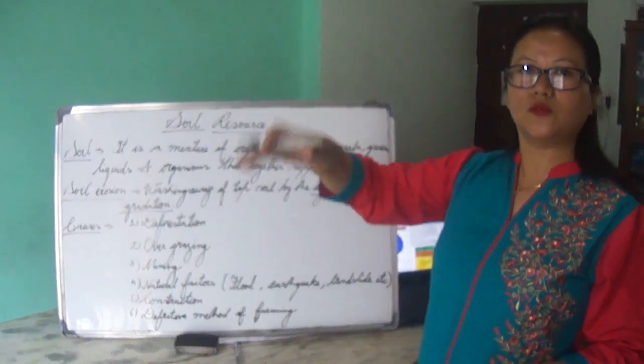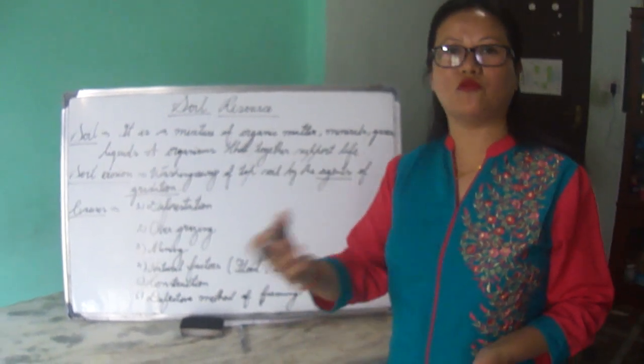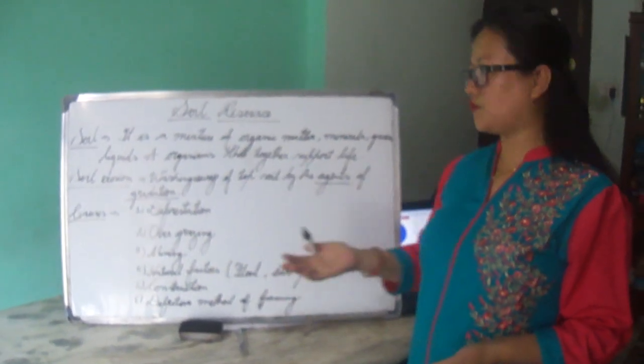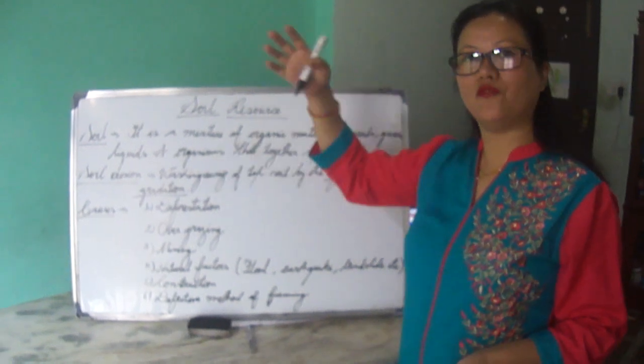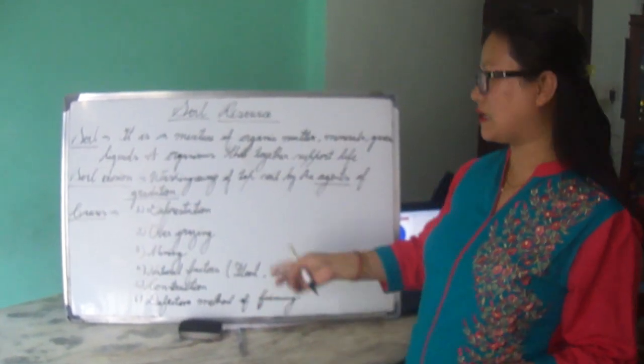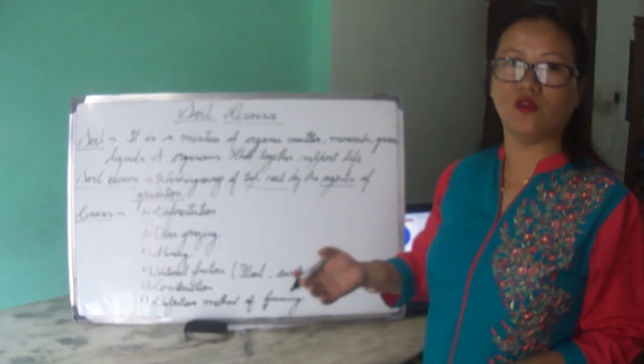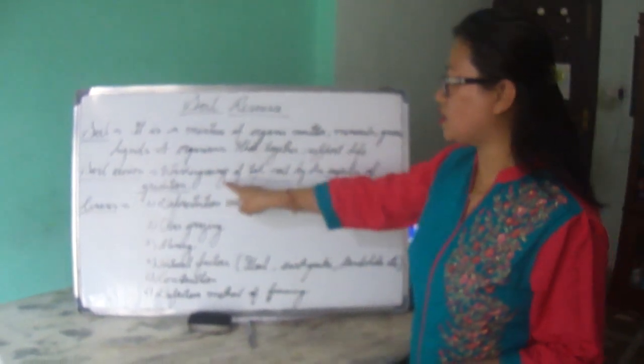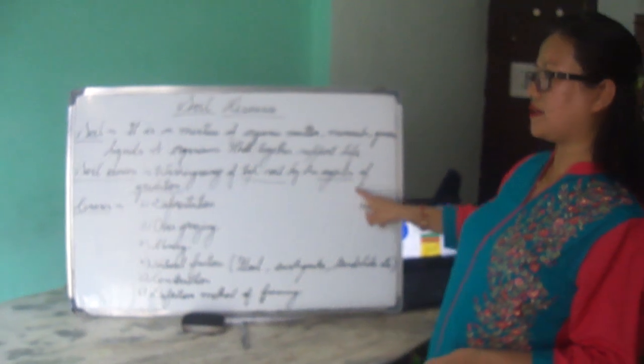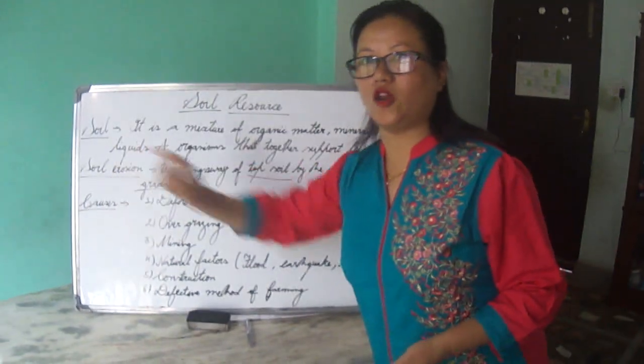I hope we know the topsoil is the most fertile soil, where we have got humus, the most fertile thing. So whenever there is heavy rainfall, obviously the topsoil moves away. That's what we have written: washing away of topsoil by the agents of gradation is known as soil erosion.